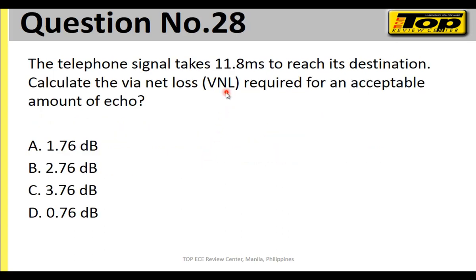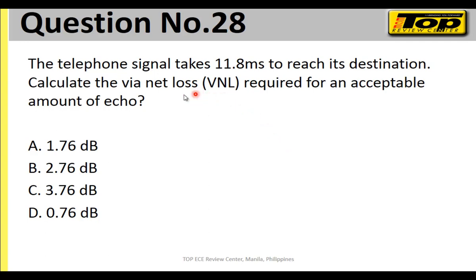Okay, question number 28. The telephone signal takes 11.8 milliseconds to reach its destination. Calculate the Bayonet loss required for an acceptable amount of echo. Now, Bayonet loss is a type of loss that is introduced to an echo. All we know that echo is a signal that is coming back to the source, and we don't want that. So for echo not reaching the source, we need to introduce a loss. That loss is known as the VNL.